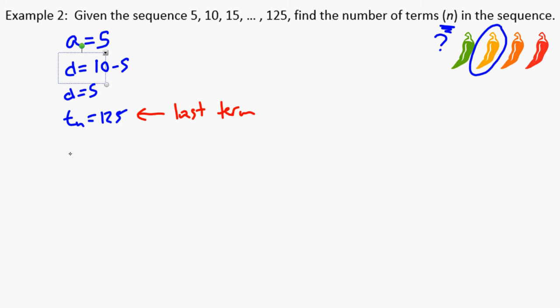All right, so let's plug in my formula. Here we go. I know tn, so 125 is equal to a plus bracket n minus 1, and here my d value is, whoops, well, my d value is d.